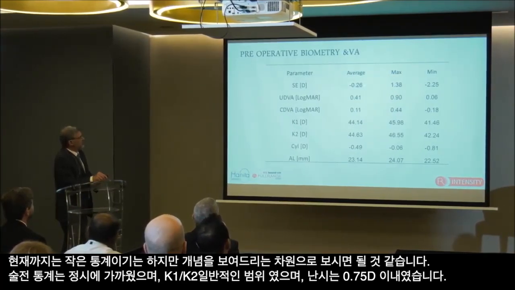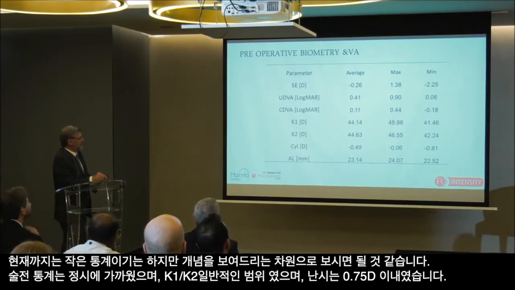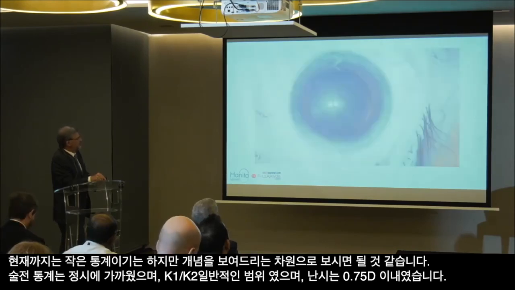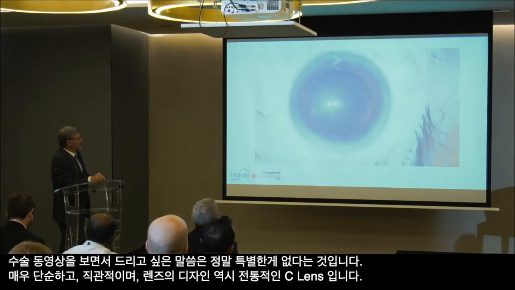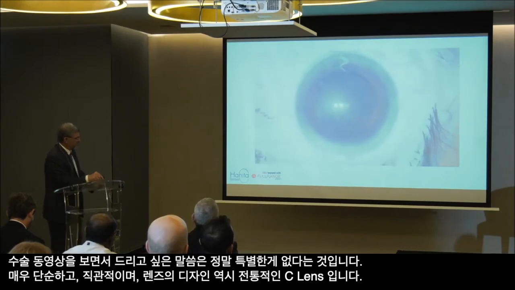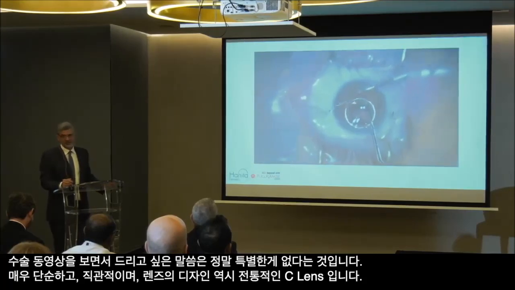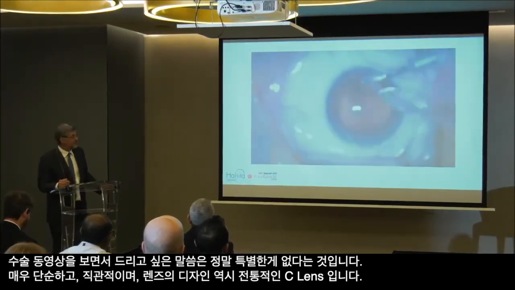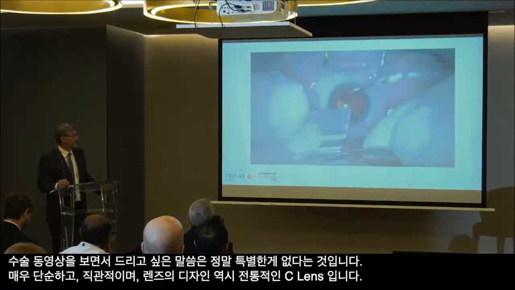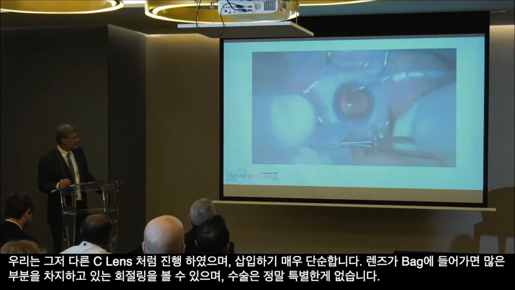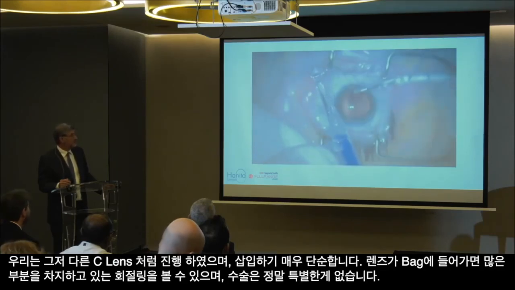This is the pre-op, most of them at an average of almost emmetropia, K1, K2 in the normal range, cylinder less than 0.75 in these eyes. And this is the operation. What is special in this operation? There is nothing special. This is a very simple, very straightforward surgery. This is a classical design of the C-loop lens, and you do it just like we do any other C-loop lens. Very simple to implant.